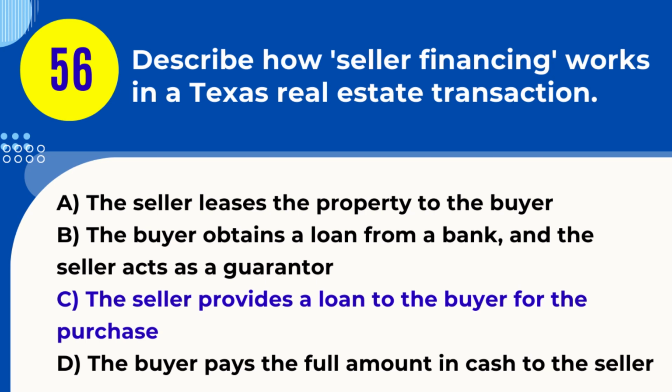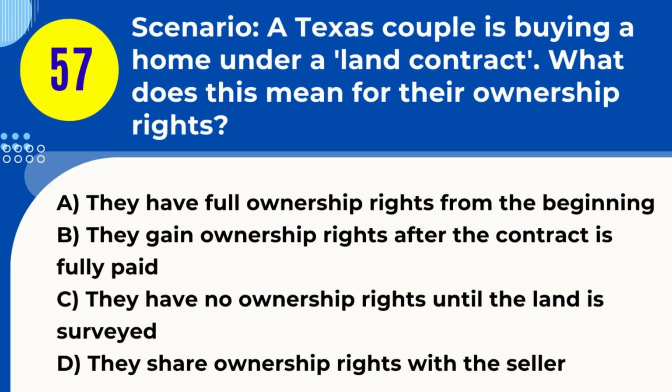Explanation: In seller financing, also known as owner financing in Texas, the seller extends credit to the buyer to purchase the property. The buyer makes payments to the seller instead of obtaining a loan from a traditional lender, and the seller retains a security interest in the property until the loan is fully repaid. Question 57. Scenario: A Texas couple is buying a home under a land contract. What does this mean for their ownership rights?